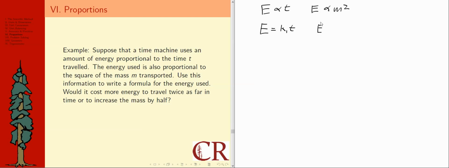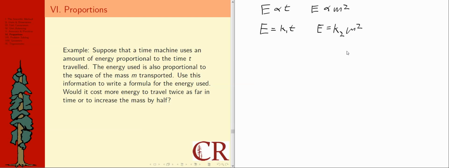Because in this one, I'm talking about what happens if I change the amount of mass. If I double the amount of mass, it's obviously going to cost a lot more energy because it's proportional to mass squared. It would actually cost 4 times as much energy, which makes sense. And that would be reconciled with the equation for some proportionality constant k2 times mass squared.